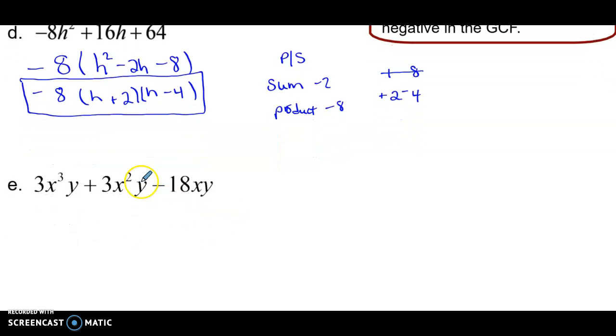Part E looks very messy. However, we take it one step at a time. We're looking for GCF first always. So number parts, 3, 3, and 18, the GCF is 3.